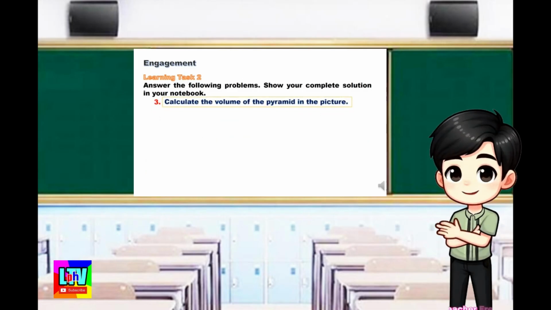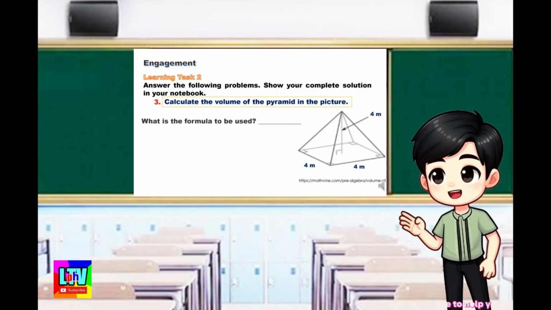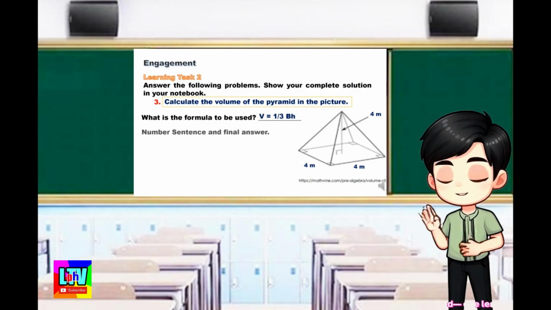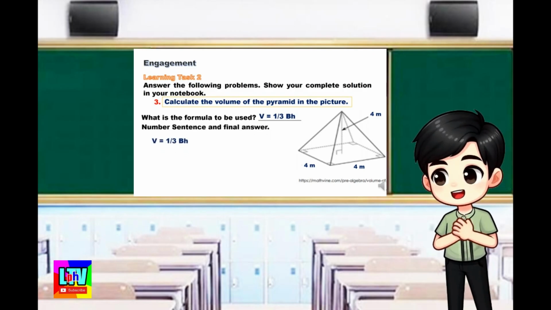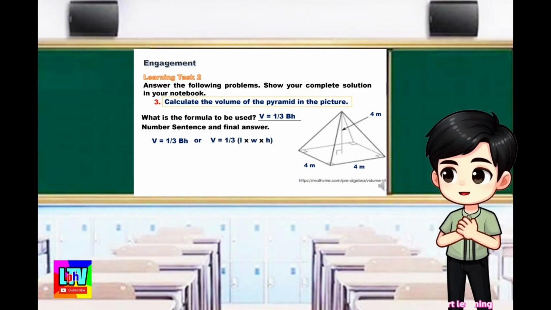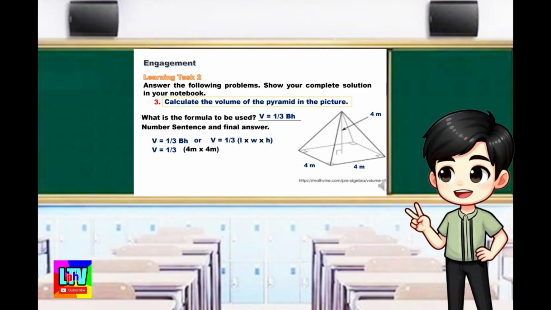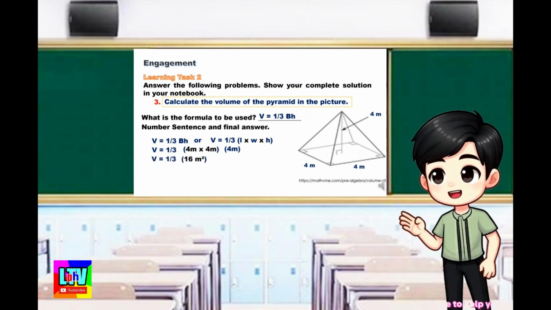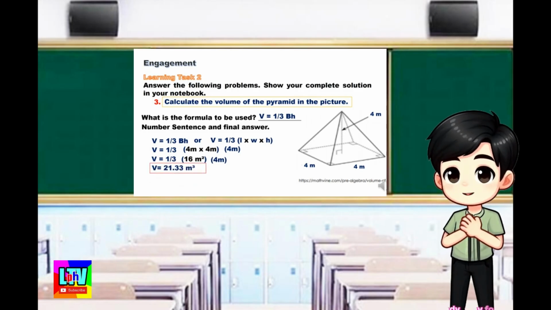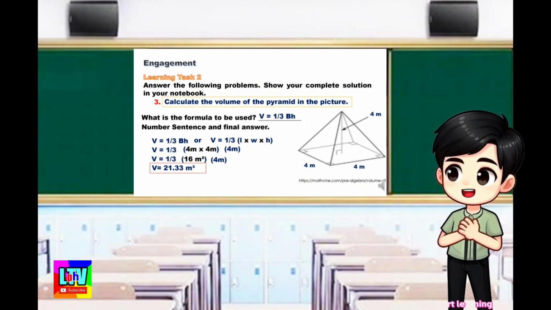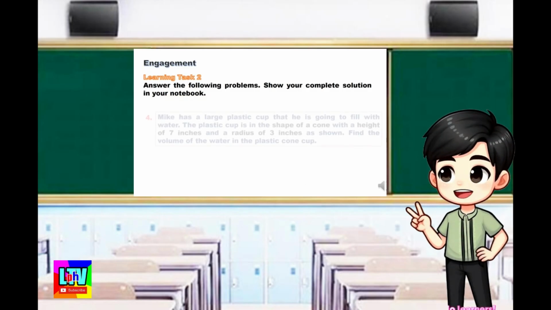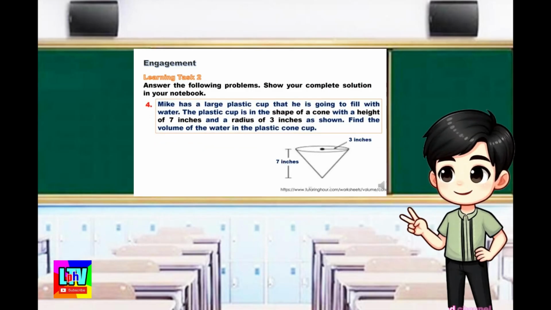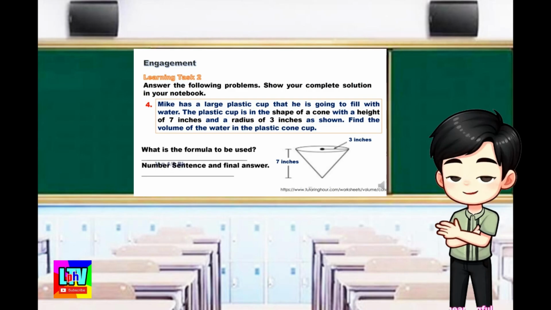Three, calculate the volume of the pyramid in the picture. What is the formula to be used? And for final answer, using this formula, so 1/3, the area of the base, 4 times 4, and the height is also 4. So 4 times 4 equals 16 times 4. 16 times 4 times 1/3 equals 21.33 cubic meters. Can you solve number 4 problem? Using this formula?